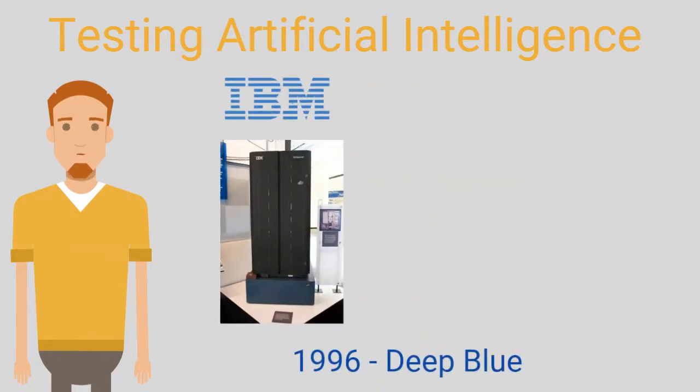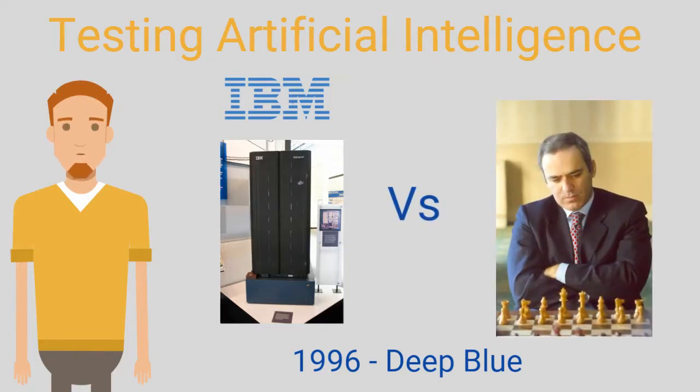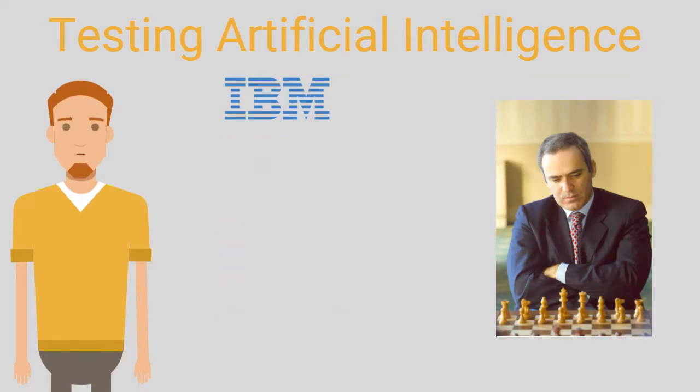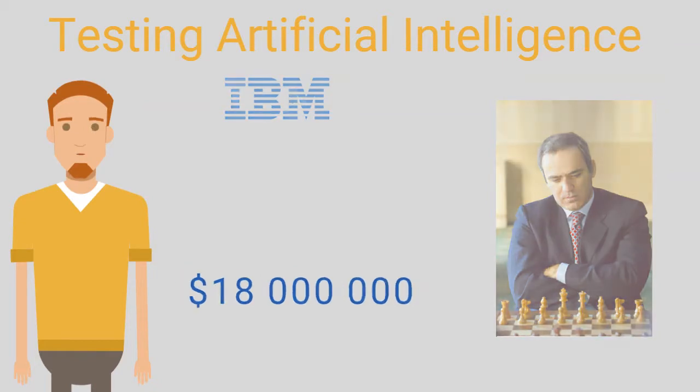In 1996, IBM created Deep Blue, which was able to defeat Garry Kasparov 3.5 to 2.5. Kasparov was the world champion at the time, and he accused IBM of cheating. IBM promptly dismantled Deep Blue, while the stock price rose by over $18 million.